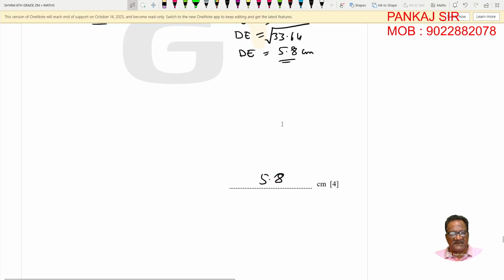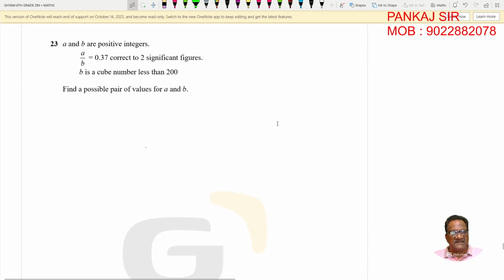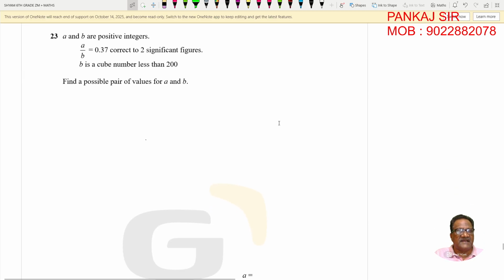Is that okay? Next one is question number 23, and it says A and B are positive integers. A upon B is equal to 0.37 correct to 2 SF. B is a cube number less than 200. Okay. So B is a cube number. Cube numbers, you know, 27 is a cube number. Why? Because 3 into 3 into 3 is 27. These are known as cube numbers.